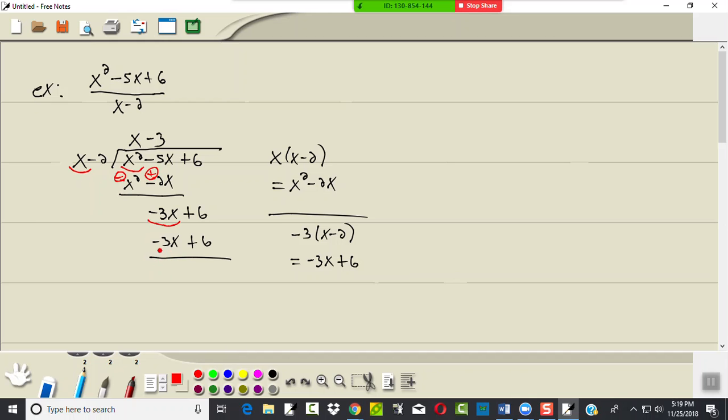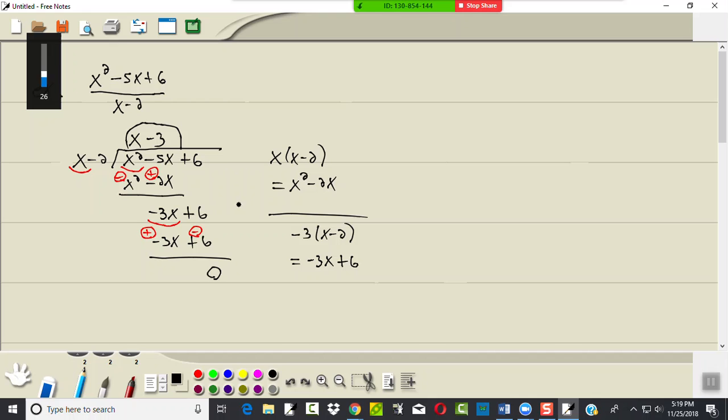Now we're going to subtract that line, which means flip signs. So negative 3x becomes a positive. The positive 6 becomes a negative. Negative 3x plus 3x drops away. 6 minus 6 gives us 0. So our answer here will be x minus 3.